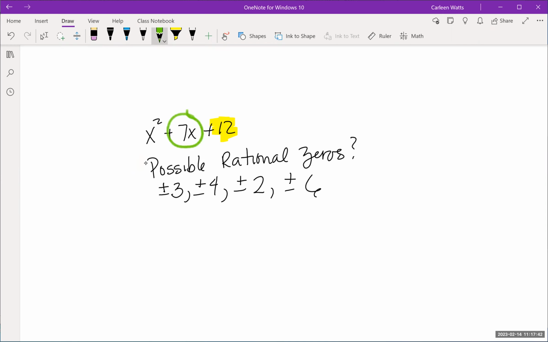But the list of possible rational zeros, it could also be plus or minus 1 and plus or minus 12. Once you make the diamond, you're going to narrow it down and find out exactly which pair works. But 3, 4, 2, 6, 1, 12 are the possibilities. Okay.